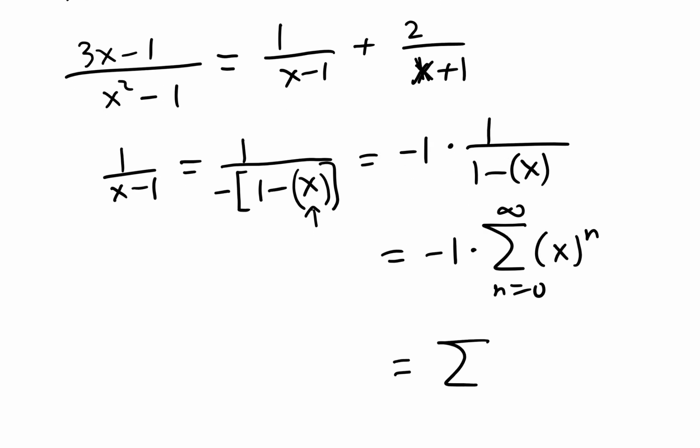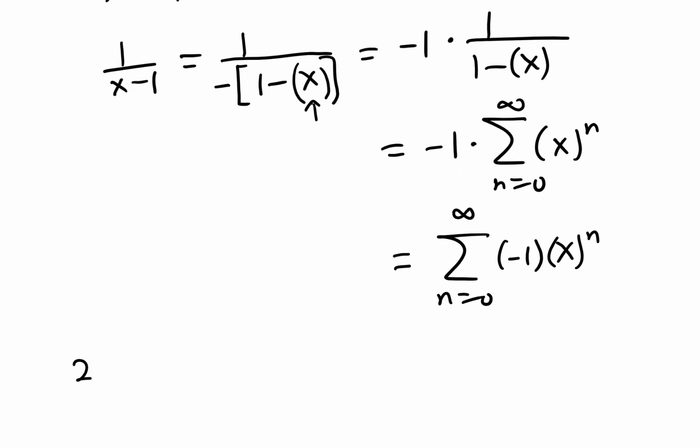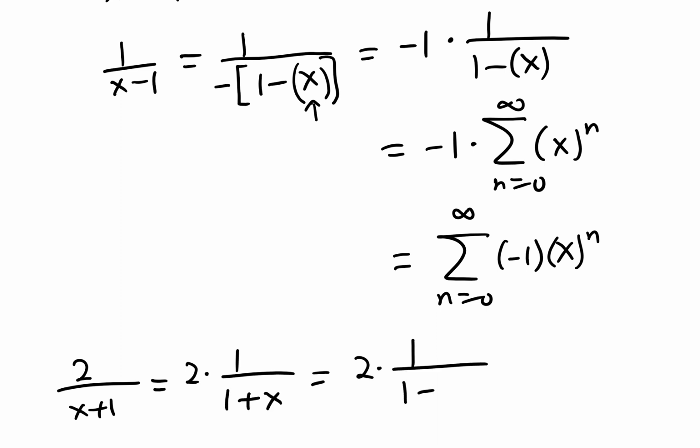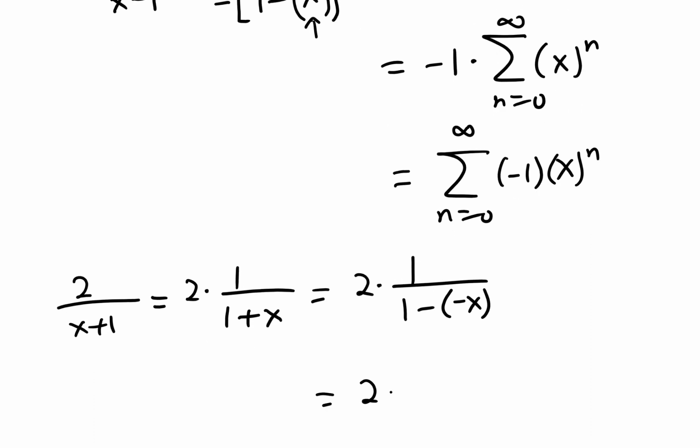And I usually like to put the -1 in times x to the n, n goes from 0 to infinity. So that's the power series representation for 1 over x minus 1. So the 2 over x plus 1, we can rewrite as 2 times 1 over 1 plus x, which can be rewritten as 1 over 1 minus -x. That's centered at 0. So now I can see it's a geometric series with r negative x.